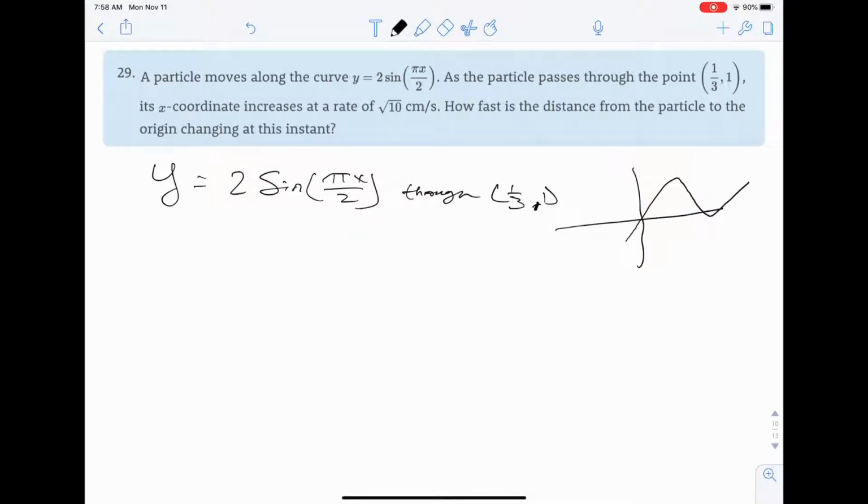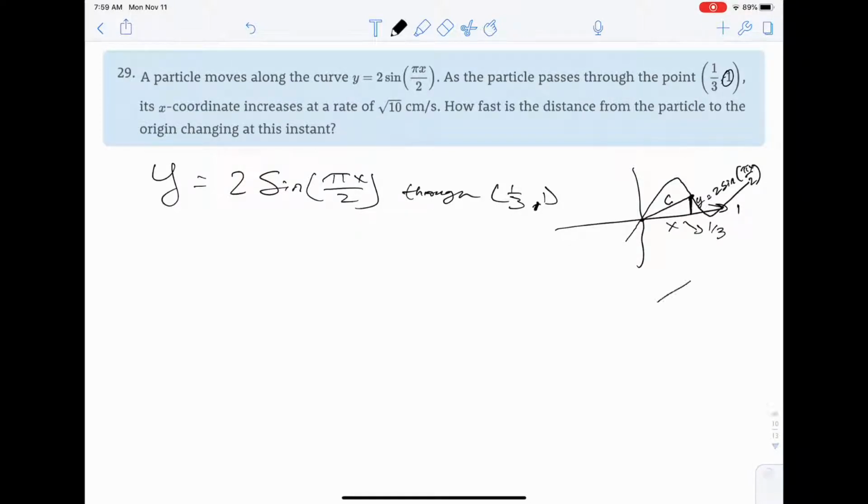It's asking for the distance from the particle to the origin changing at this instant. So the distance from the particle to the origin would be this, right here. This would be c, this would be x, this would be y. And y would just be 2 sine pi x over 2. But for that y, we can substitute a 1 because of the 1 right here. So this would be 1, and this would be 1 over 3.